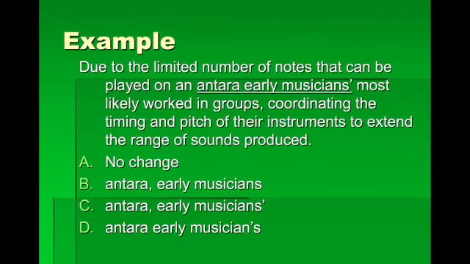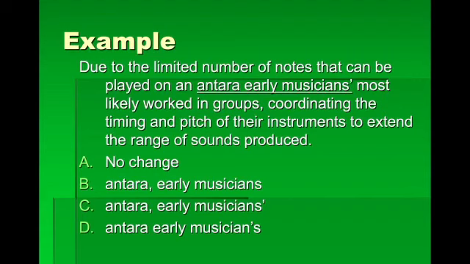Let's try another. "Due to the limited number of notes that can be played on an antara, early musicians most likely worked in groups, coordinating the timing and pitch of their instruments to extend the range of sounds produced." Now, it took a few breaths for me to go through all of that information. I have a feeling we might have a run-on sentence here, so I don't think this is going to be a no change. When we look at our choices at the bottom, we have "antara" with a comma twice, and the difference between those two is that one is possessive in letter C and one is not. And in letter D, you don't have a comma, but the possession is changed.